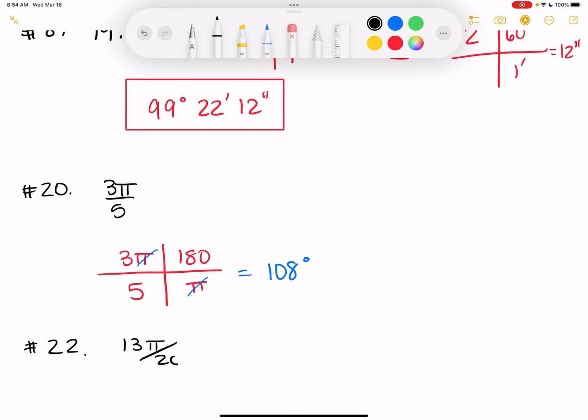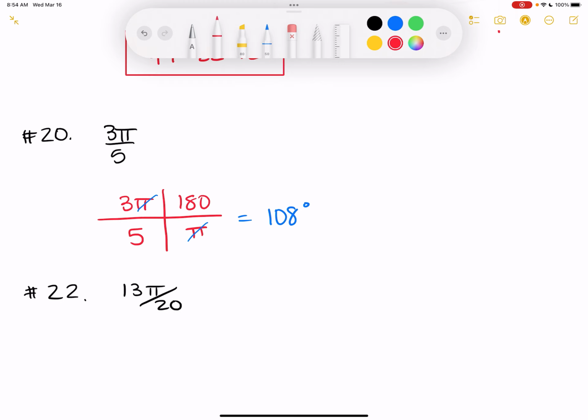Okay, there we go. 13 pi over 20 times 180 over pi. 117 degrees.